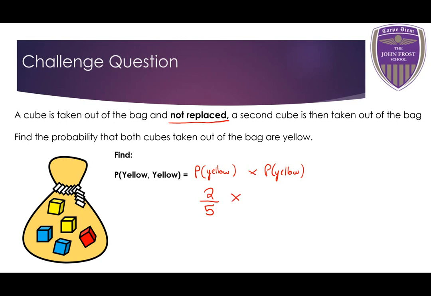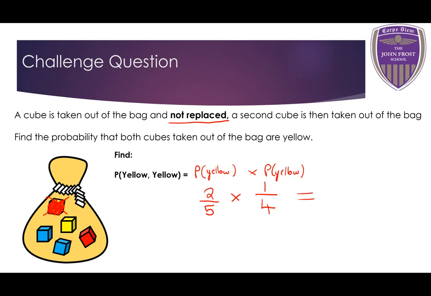Now we're going to multiply it by the probability of getting a second yellow cube. But remember, we did not replace the yellow cube we took out, so we need to rub out this yellow cube here, okay? So there's no longer another yellow cube in there. Now, what's the probability of picking out a yellow cube this time round? Well, there's only one yellow cube in there, and there's only four cubes left. So there's a 1 in 4 chance of picking a yellow cube this time. So that was the hardest part to figure out, okay? The fact that there's only a 1 in 4 chance of getting the second yellow cube, if the first one you took out was yellow.